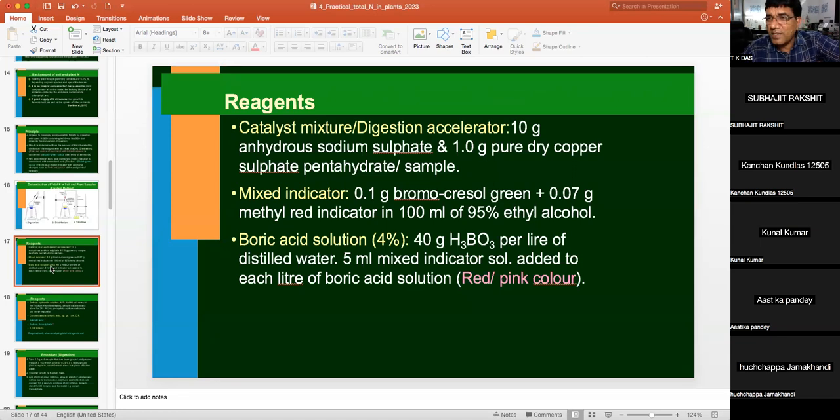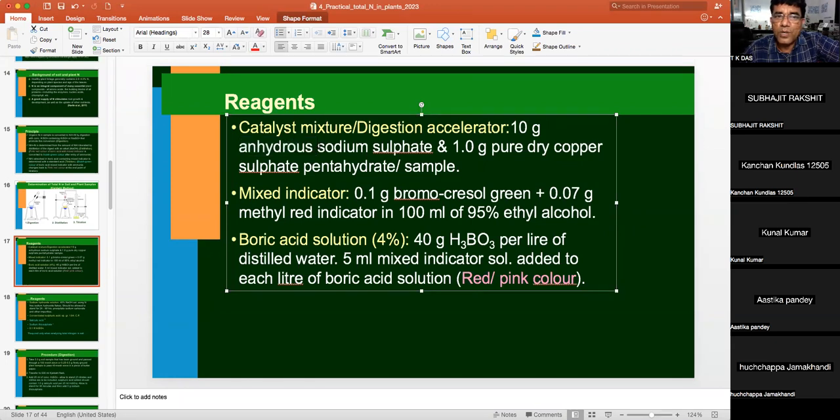Now we go to the reagents or chemicals that we need. The catalyst mixture is also called a digestion accelerator, as the name suggests. It will accelerate the digestion and raise the boiling point. So how to make this in the laboratory? You can take 10 gram of anhydrous sodium sulfate. Anhydrous means there is no water molecule. If it is hydrous, or hydrated, that means some water molecule is there.